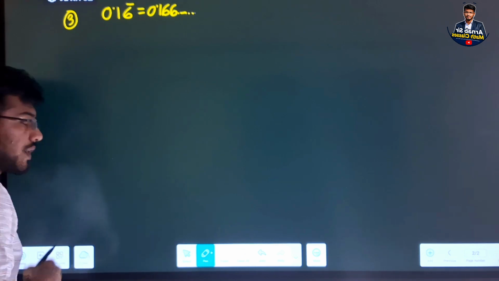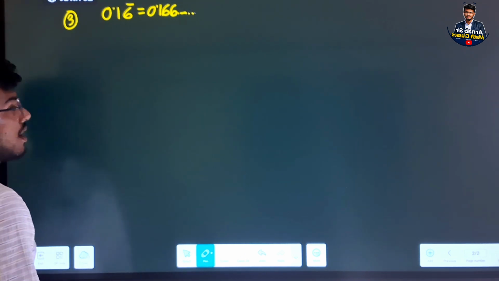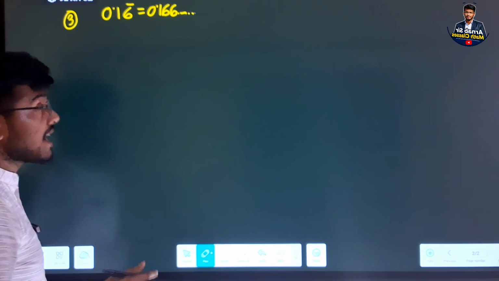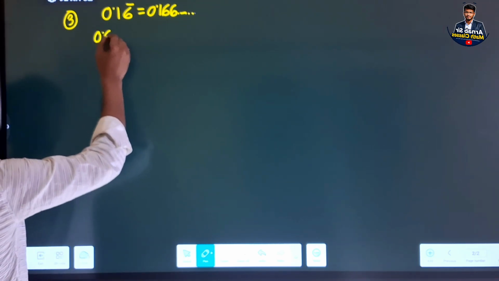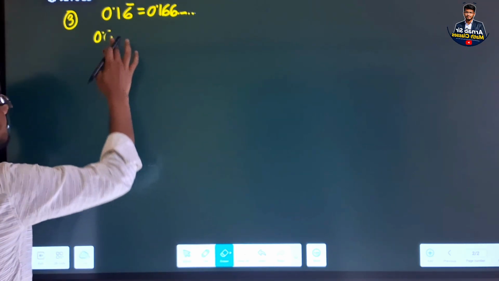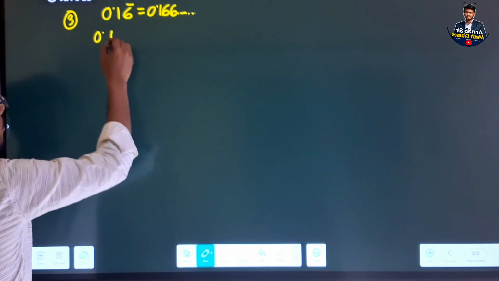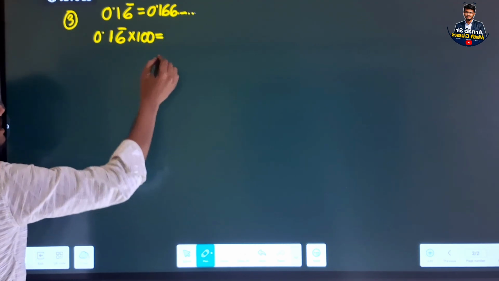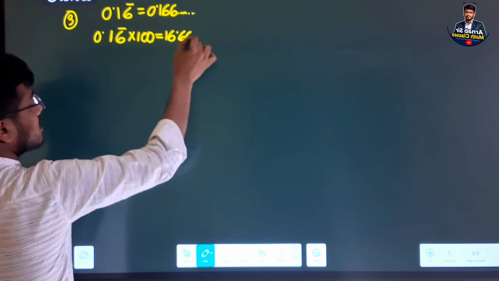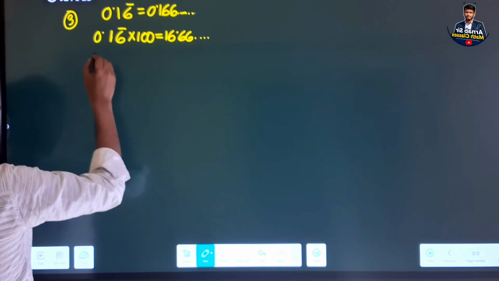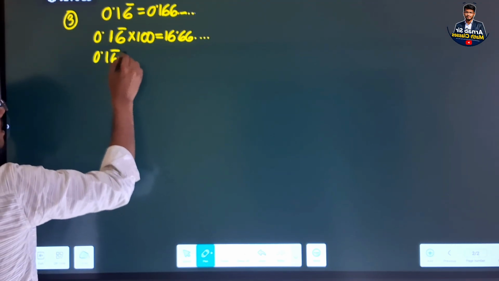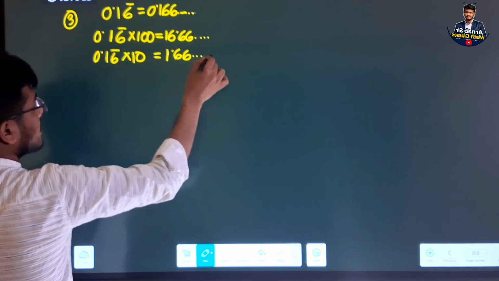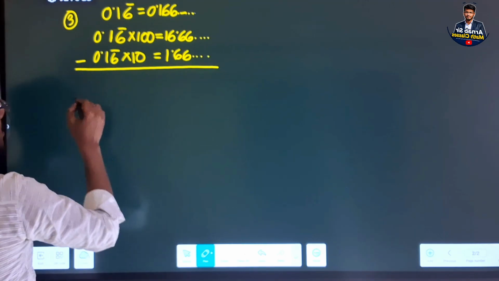So to find the fraction for this recurring decimal, at first we multiply this recurring decimal number, 0.16 bar, by 100. What is the answer? 16.66. Next you take 0.16 bar multiplied by 10. What is the answer? It is 1.66666. If you subtract those numbers, what is the number?